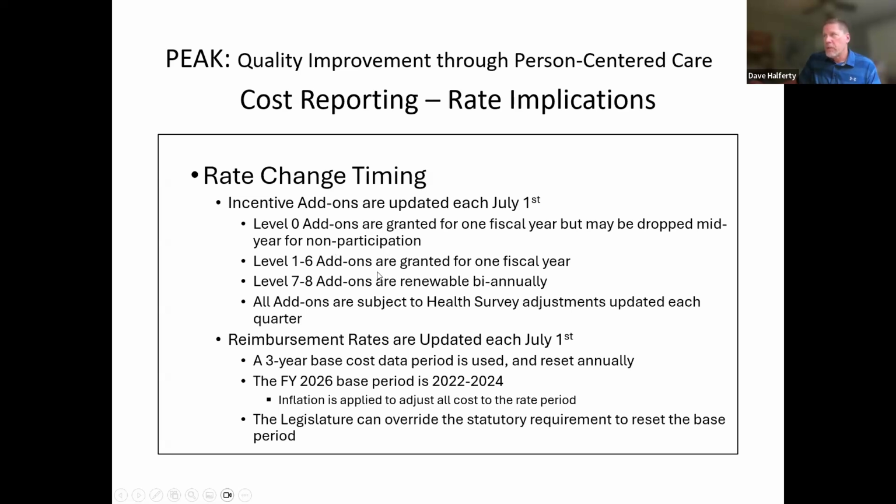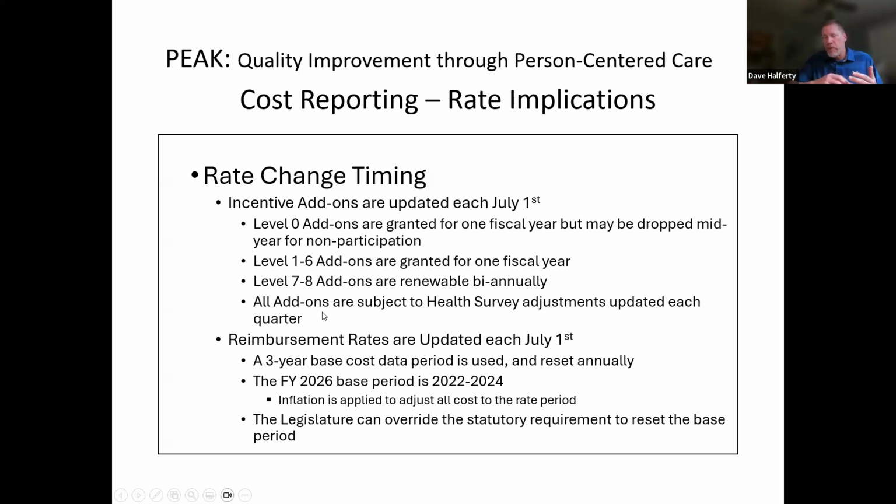For levels 1 through 6, those add-ons again are granted for one fiscal year. And then for levels 7 and 8, those are actually renewed every 2 years. So a little different there. And then again, all those add-ons are always subject to that health survey adjustment. So even though they may be put in place July 1 at one level, if there's a survey issue that comes up during that year, then that could be reduced because of that.